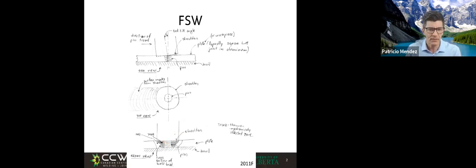We have a heat affected zone because everything that gets hot will eventually give us a heat affected zone. But we have something else that is called the thermomechanically affected zone, because now that was not only hot, but was also very deformed by all the action of the pin. Very interesting.